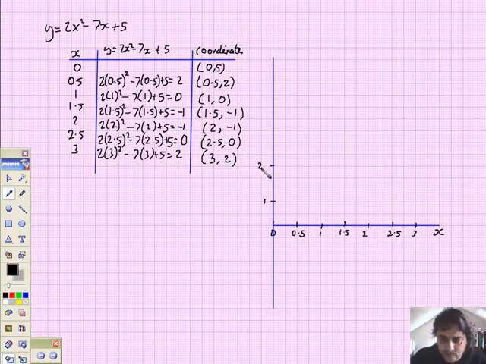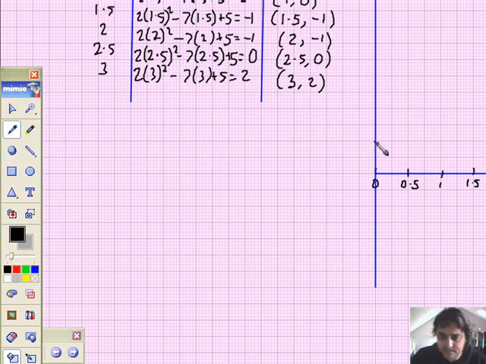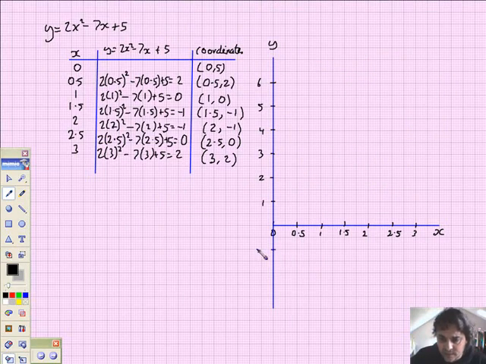1, 2. Oops, wrong one. Oh dear. Do it again. I'm getting so tired. 1, 2, 3, 4, 5. Let's go 6. And that's my y-axis sorted. And I'm going -1, -2 and stop.